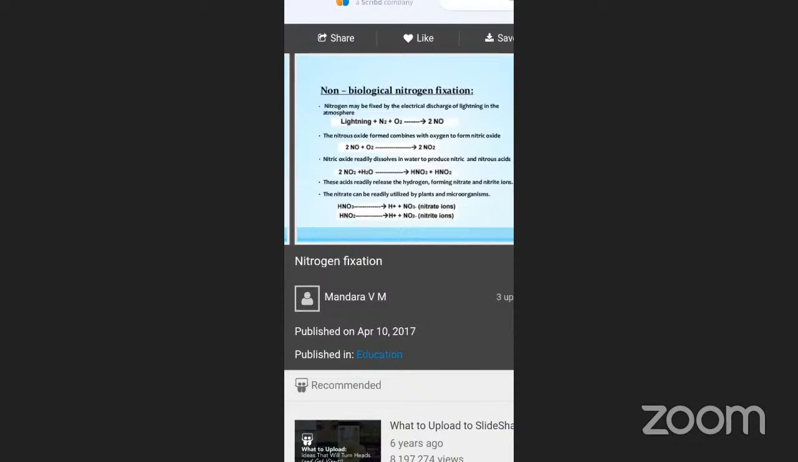Here mainly two enzymes are involved in the conversion of nitrogen to nitrates and ammonia: nitrate reductase and nitrite reductase. Nitrates are reduced to nitrite in the presence of nitrate reductase. Then nitrite is again reduced to ammonia in the presence of nitrite reductase.